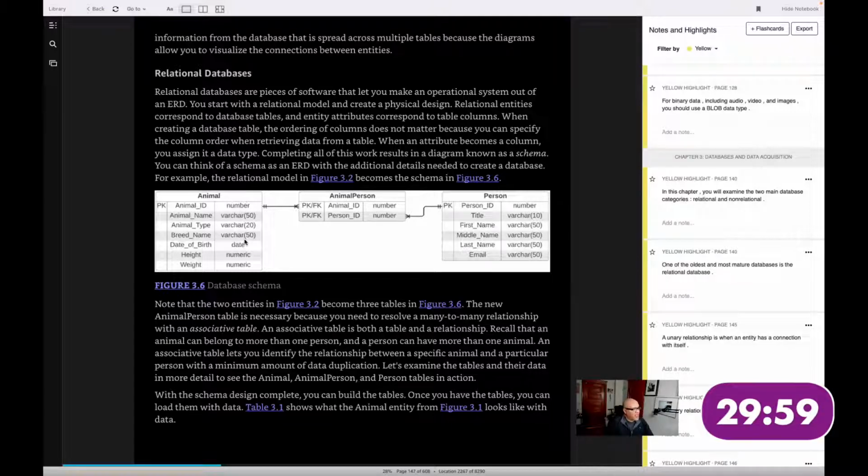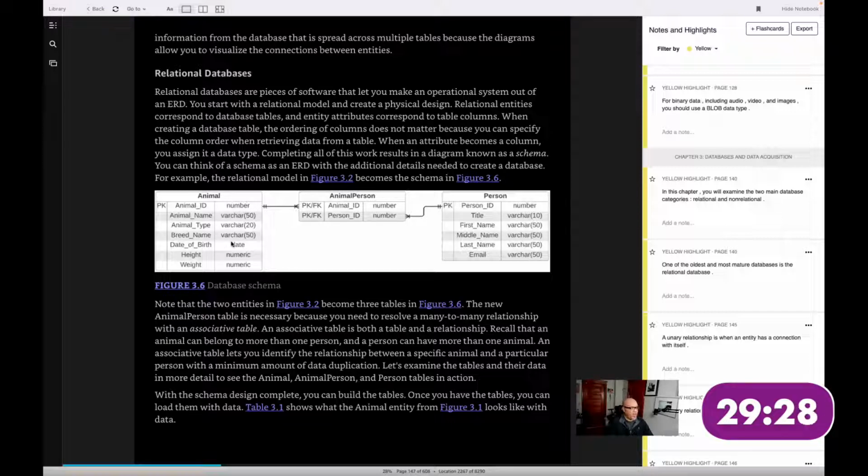What I think is interesting is that these are almost like the classes. I don't know what the PK stands for, but I do recognize these almost like classes. Animal ID has to be a number. Animal name is a variable character, and I think the maximum is 50. That's what this means. Animal type would also be a variable character with a maximum of 20.